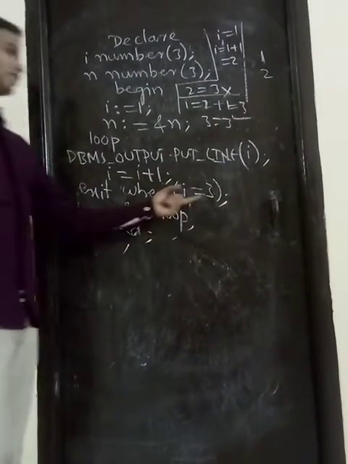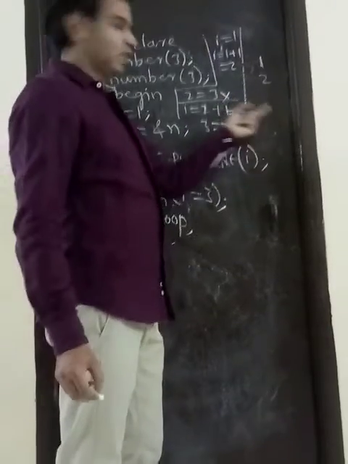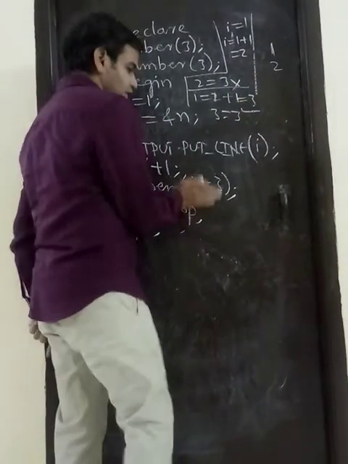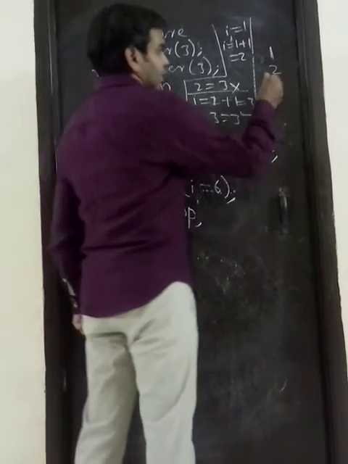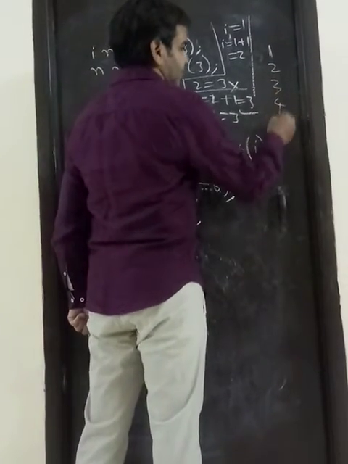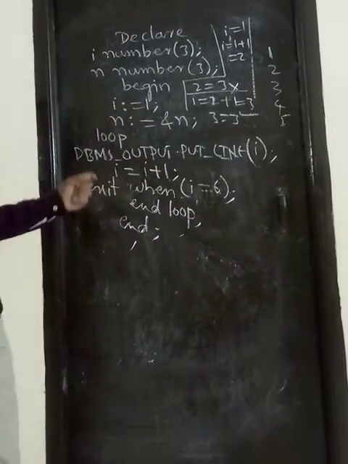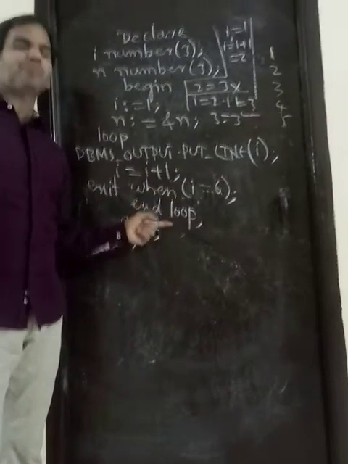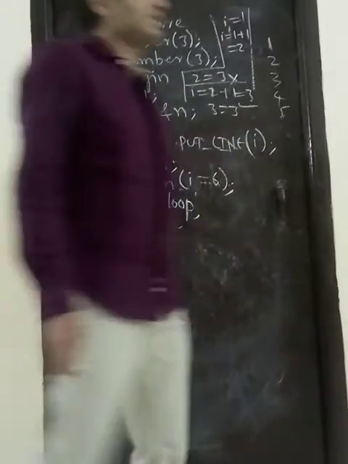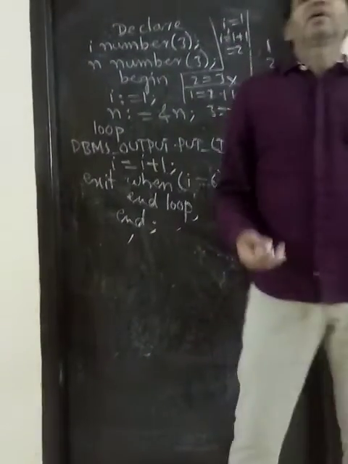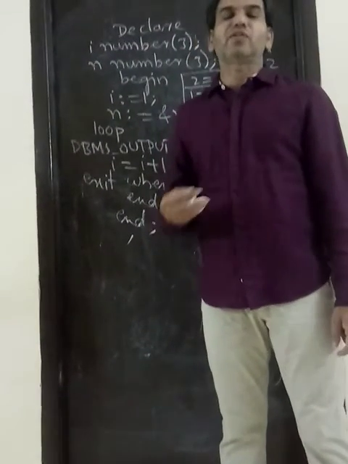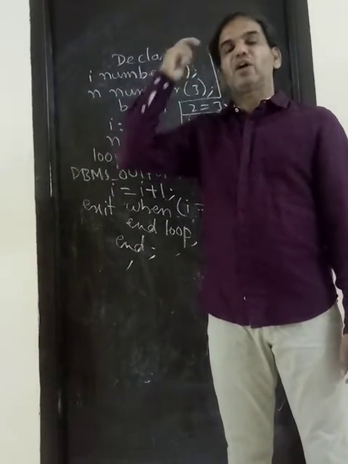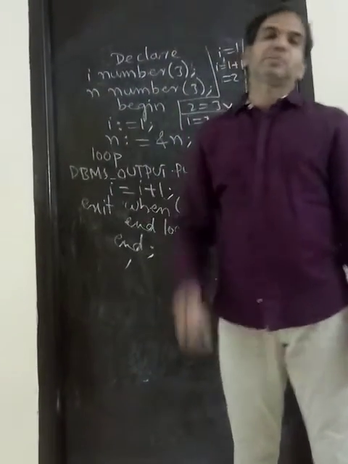So if you specify 3, it will display only 1, 2. If you specify 4, it will display 1, 2, 3. If you specify 6, it will display 1, 2, 3, 4, 5. When the cursor comes to I value 6, the condition is true, it will automatically exit from this loop. So this is the second way of displaying all natural numbers from 1 to the given number n, with the help of the exit when option in the loop and end loop concept.